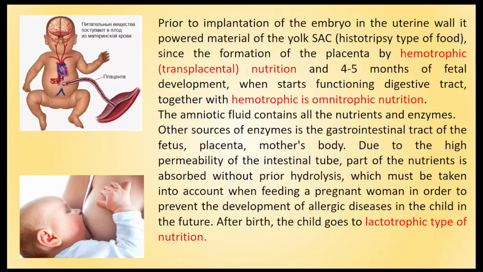Prior to implantation, the embryo in the uterine walls is nourished by the material of the yolk sac, histotrophic type of food. Since the formation of the placenta, there is hemotrophic transplacental nutrition, and from 4-5 months of fetal development, when the digestive tract starts to function, together with hemotrophic there is amniotrophic nutrition. The amniotic fluid contains all the nutrients and enzymes.